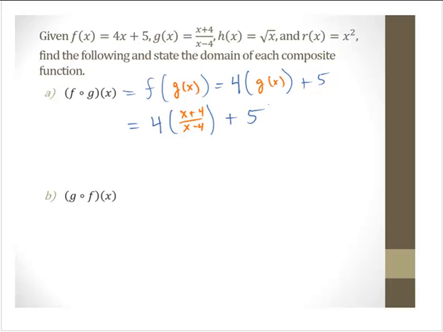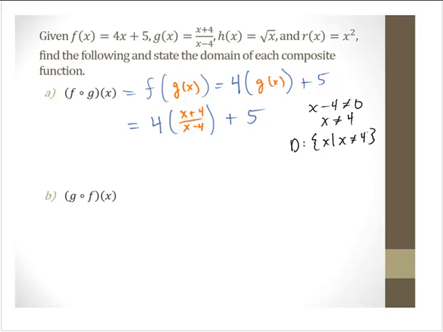Now we might be able to simplify this a little bit, but after this substitution, it's a good idea to determine the domain. So if I look at this function, notice that I have a division by x minus 4. So that means that x minus 4 cannot equal 0, which implies that x cannot equal 4. And so therefore my domain is the set of x such that x is not equal to 4.